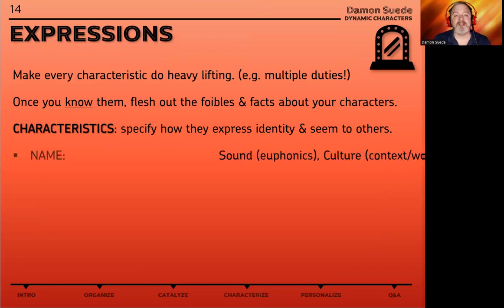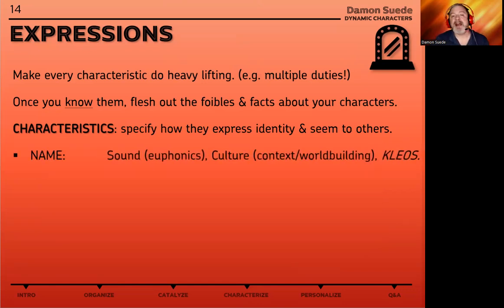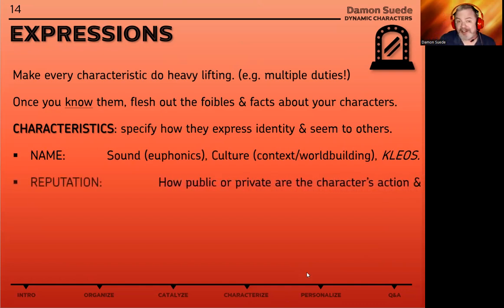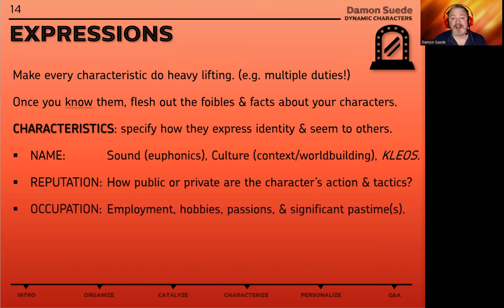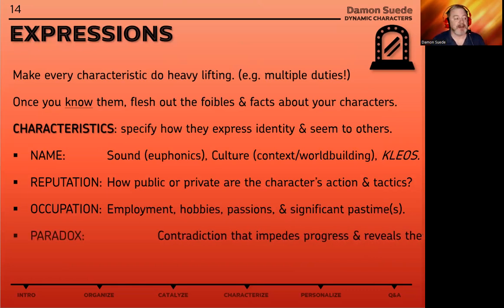And so once you know the action, what's their name? How does their name reflect that action and reinforce the things we know about that character and the world, the culture that they inhabit? How about their reputation? How public or private are they about their action and their tactics? How about their occupation? What do they do for a living? What's their employment? What are their hobbies? What are their passions? How do they spend their time? Again, knowing the action and allowing the action to form it means that the character aligns and it feels like a living person, an actual person doing something that matters.